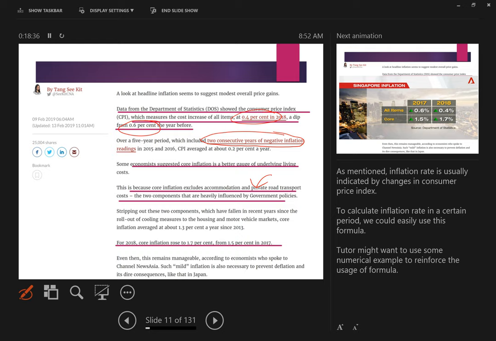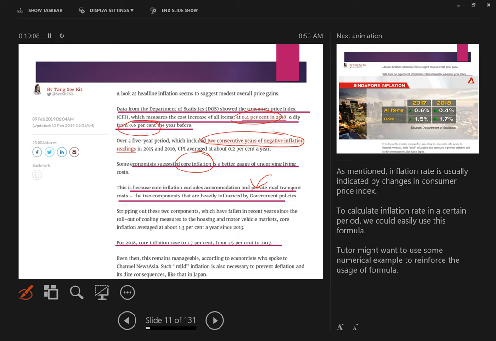Accommodation costs, you also have a cooling measure that your government is undertaking. So all this can also affect your accommodation cost. So that's why in Singapore, what we prefer to look at instead of your headline inflation rate is essentially the inflation rate known as your core inflation rate, because it strips out the two components, which are your accommodation and your private road transport costs.